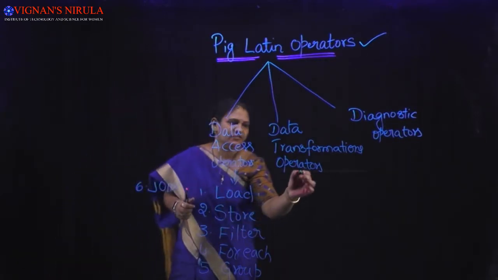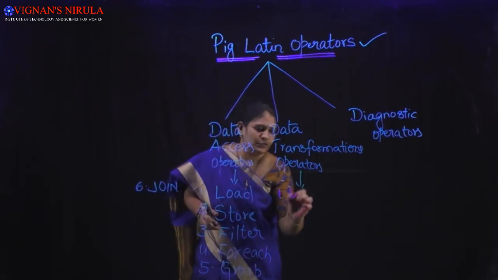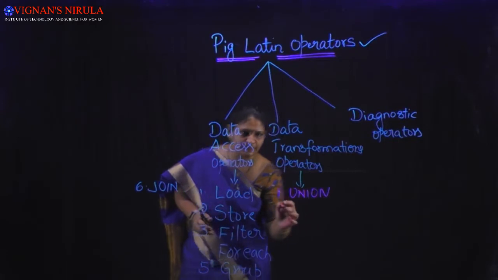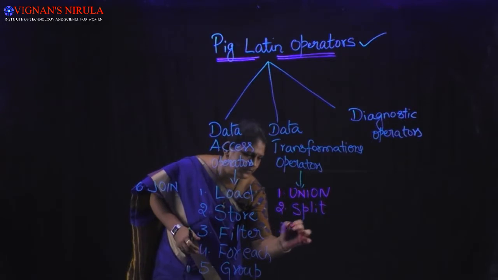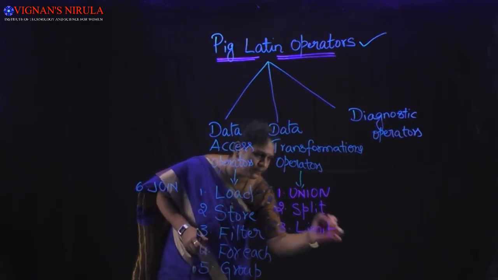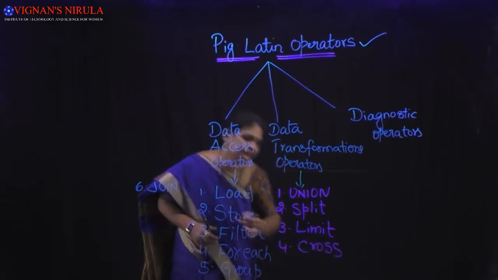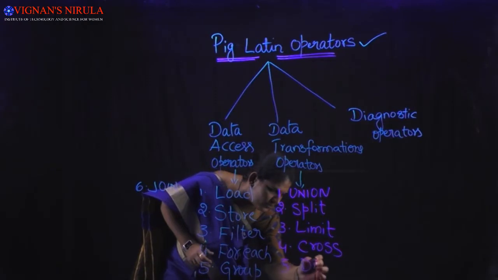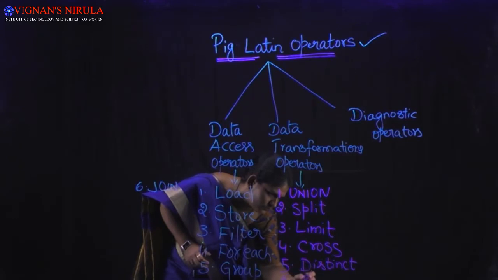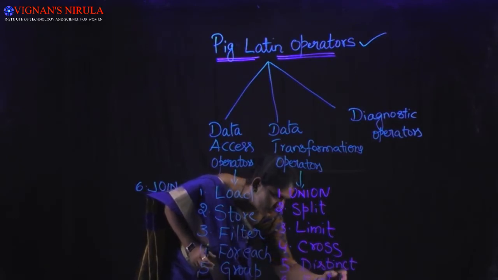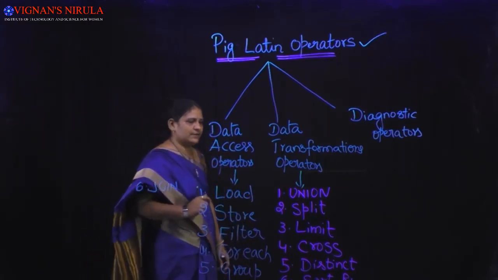Similarly, among data transformation operators, we have the union operator, split operator, limit operator, cross operator, distinct operator, and sort operator, sort by. These are the few data transformation operators which we will be discussing.